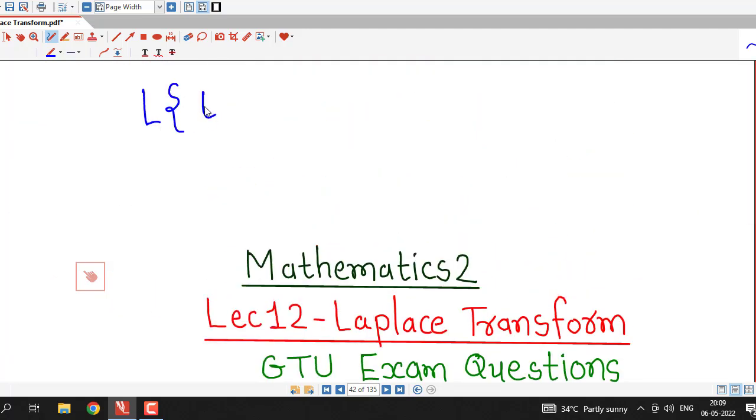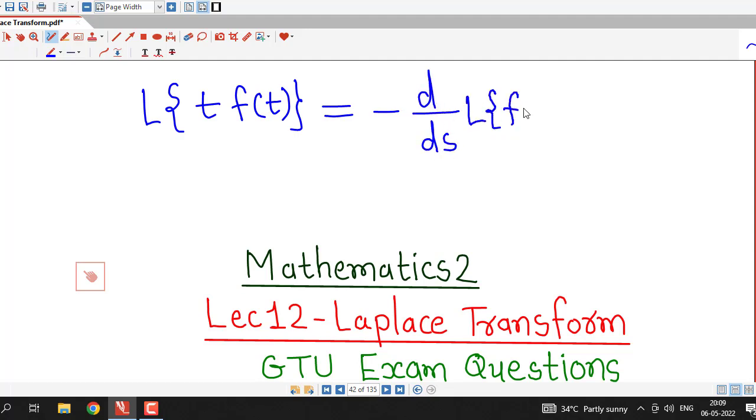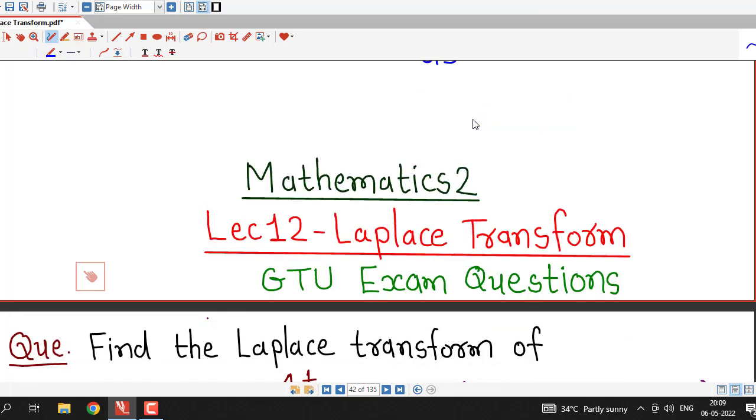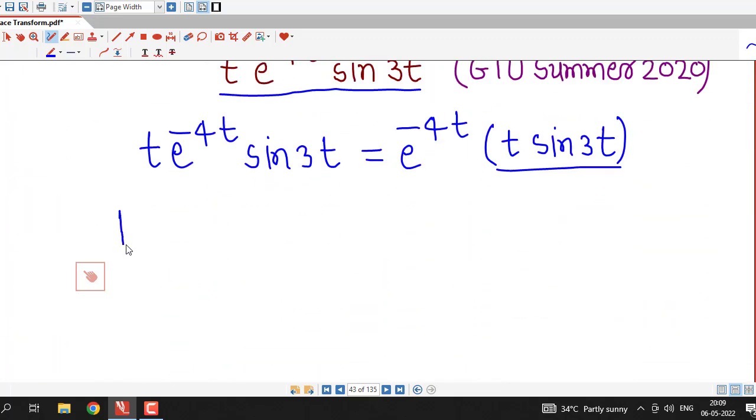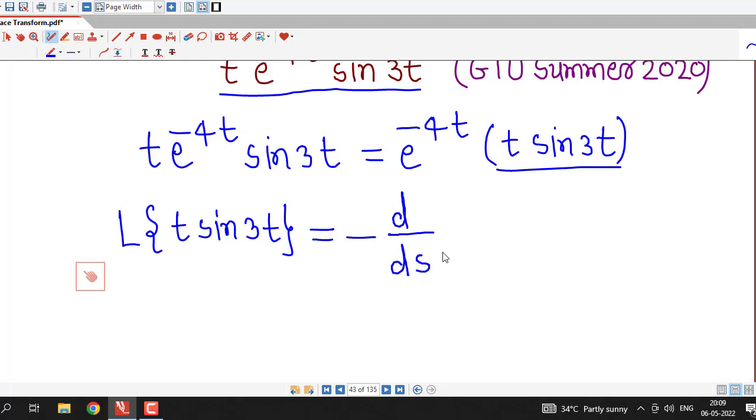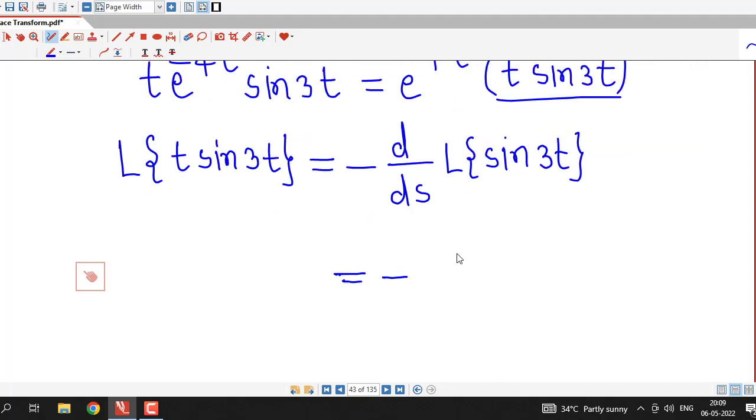We know that if our function is multiplied by power of t, then it is given by negative of derivative of Laplace transform of f of t. So using this formula, first we find out Laplace transform of t sin 3t. This is equal to minus derivative of Laplace transform of sin 3t, and we have formula for Laplace transform of sin 3t.